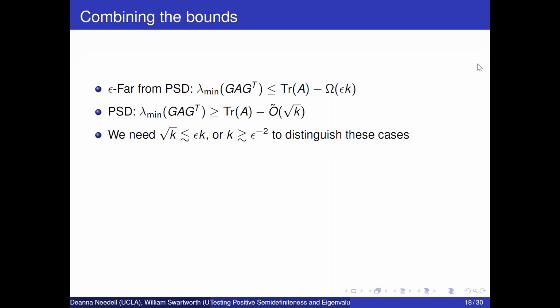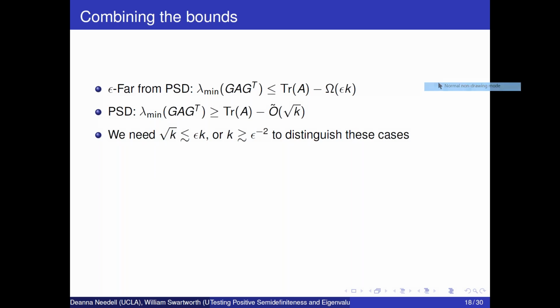and we can make them separated because all we have to do is set our small dimension k in our Gaussian matrix to satisfy that root k is larger than epsilon k. Okay, then it'll mean that this minimum eigenvalue in the PSD case is larger than the minimum eigenvalue in the non-PSD case. And just solving this inequality, we need our small dimension to be at least 1 over epsilon squared. Okay, and then we can distinguish these two cases.